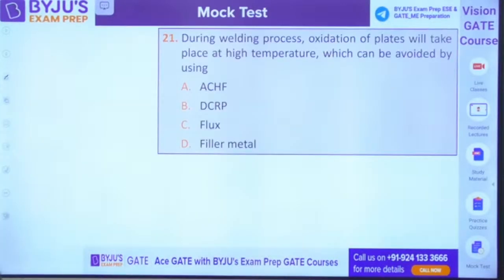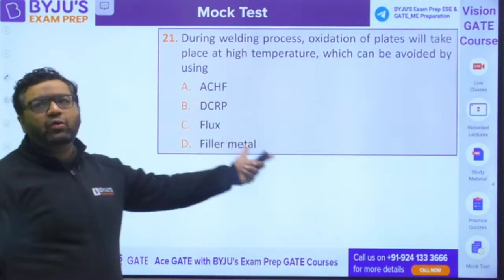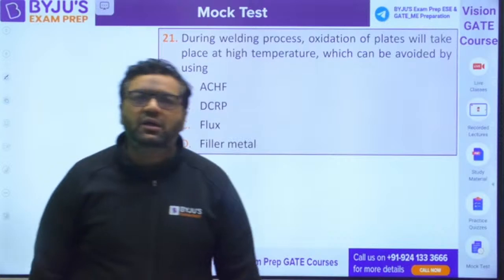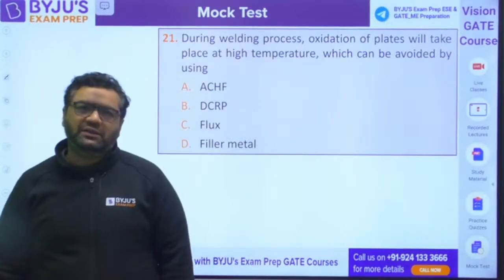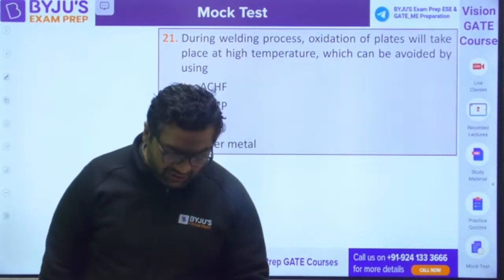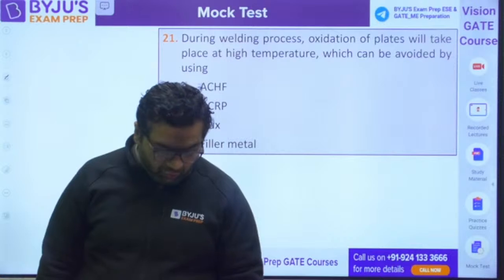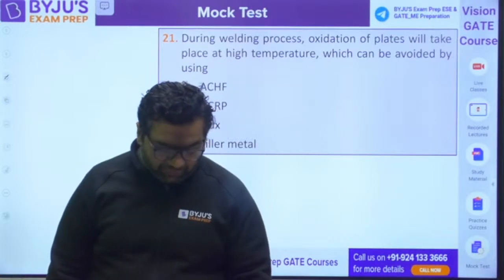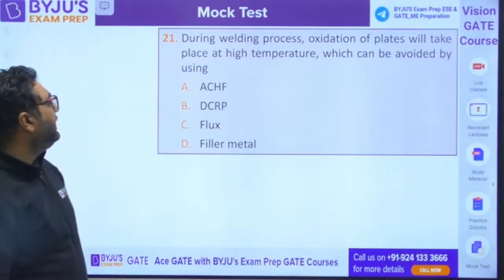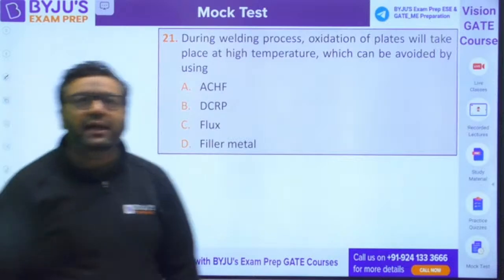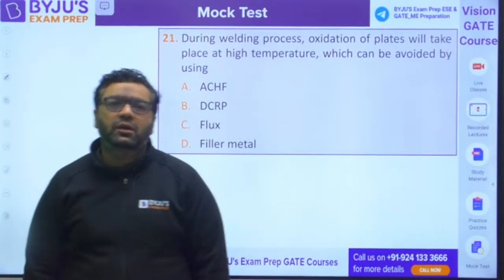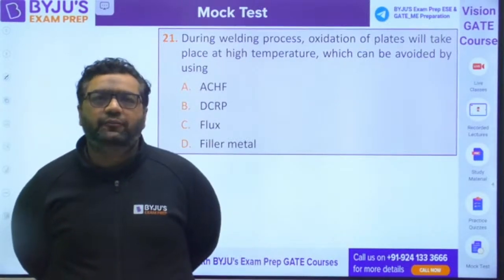Moving to the next question, 21. This is about the function of flux. So today major questions are from production. Term questions will also be coming. So what would be the answer for this? Question number 21. We are having 9 more questions in this session. Tell me the answer for this.